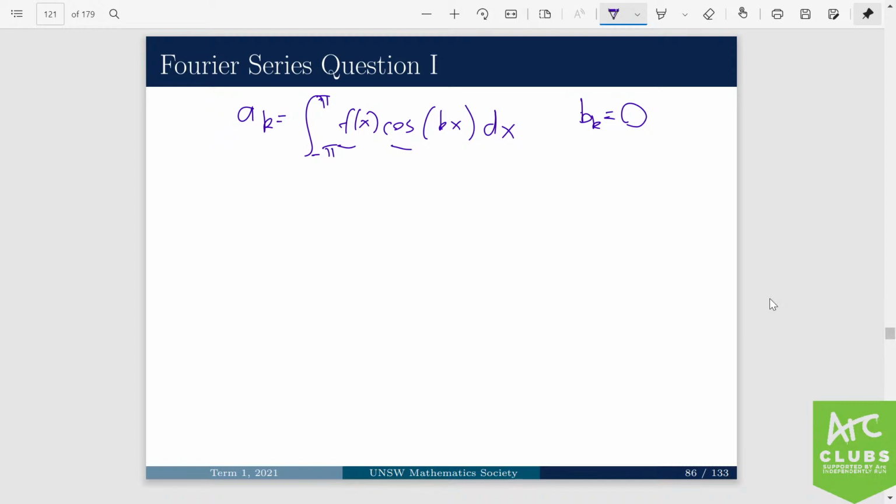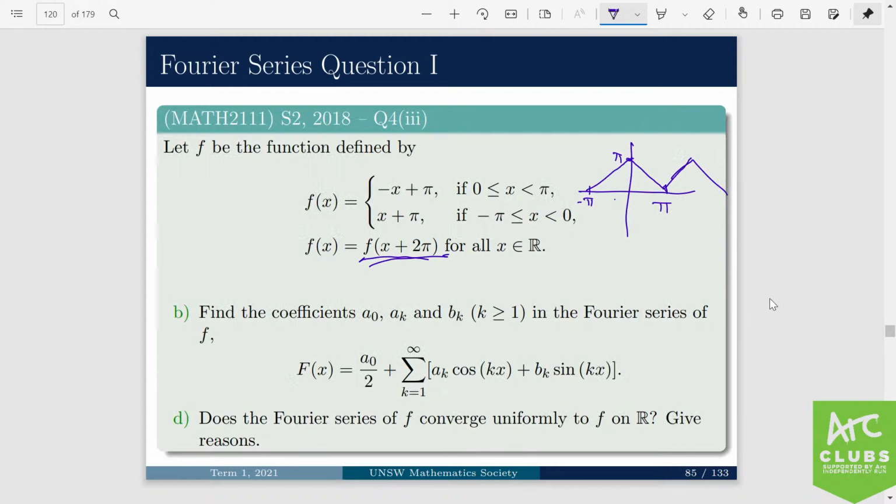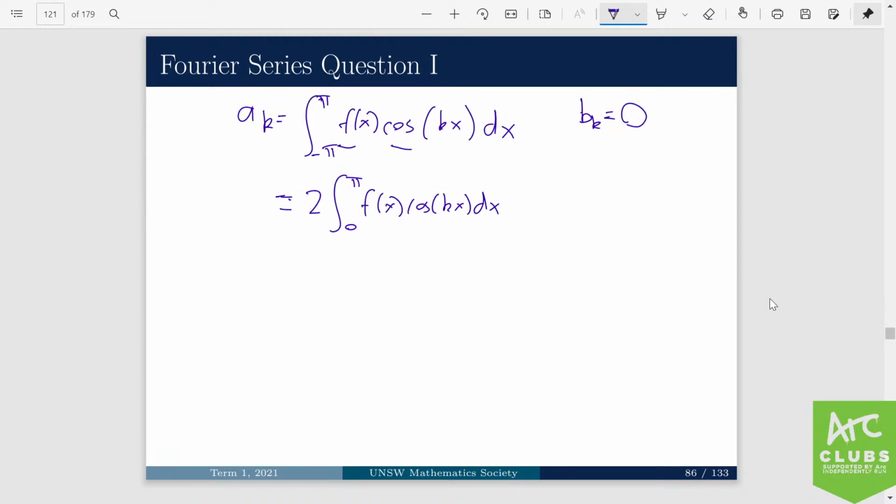So going back to a_k, this is even, because an even function times even is even. So what we can do is change the bounds to 0 to pi, since the areas on either side will be the same. So f of x times cosine. The reason why we did that is because our f is piecewise, so in order to evaluate this integral of f of x, we need to break it up anyway. But this way we don't have to break it up because we recognize that if we calculate the integral on either side, it will be the same.